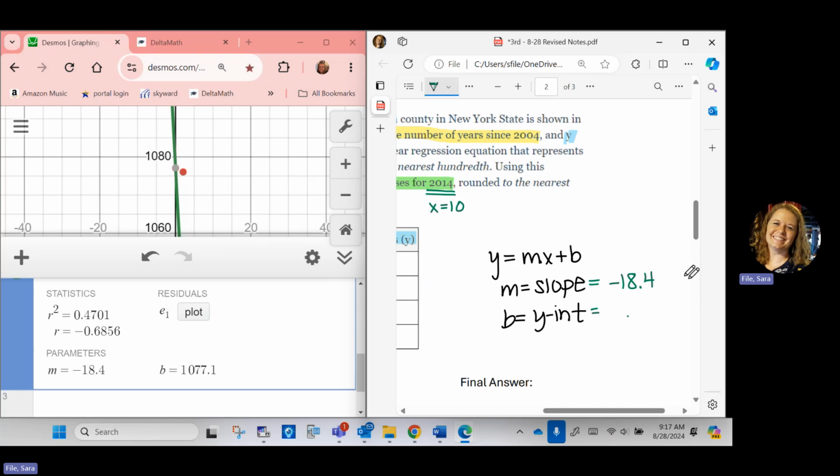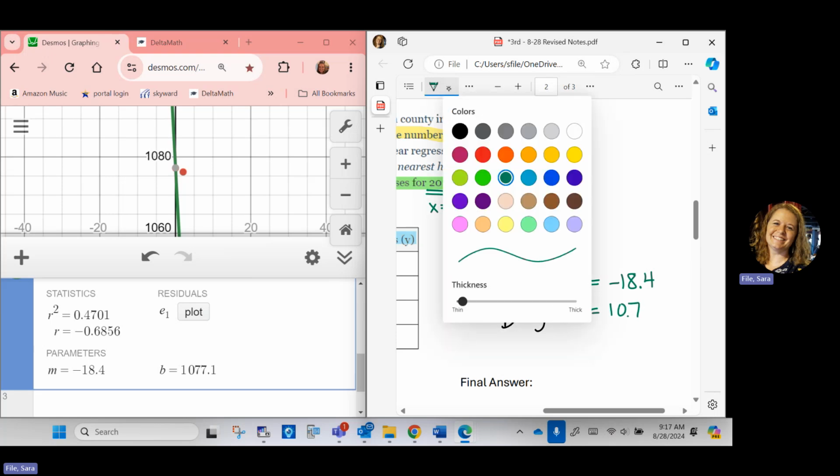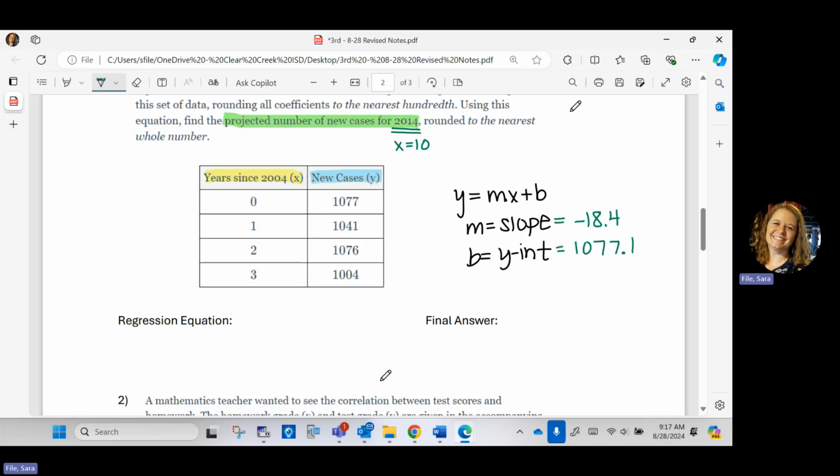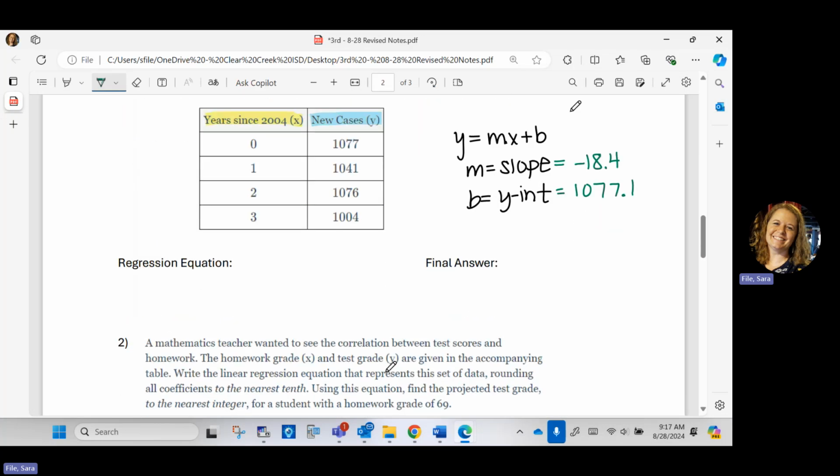And then my b, my y-intercept, is 1,077.1. Now I can use that information and write my regression equation. So I'm going to say y equals negative 18.4x plus 1,077.1.